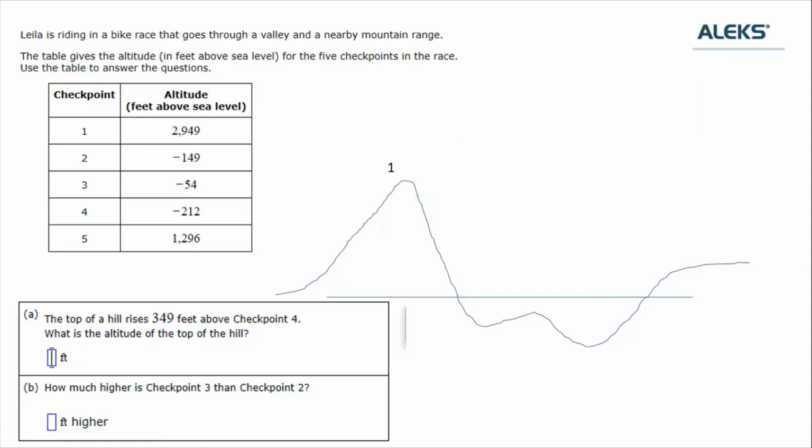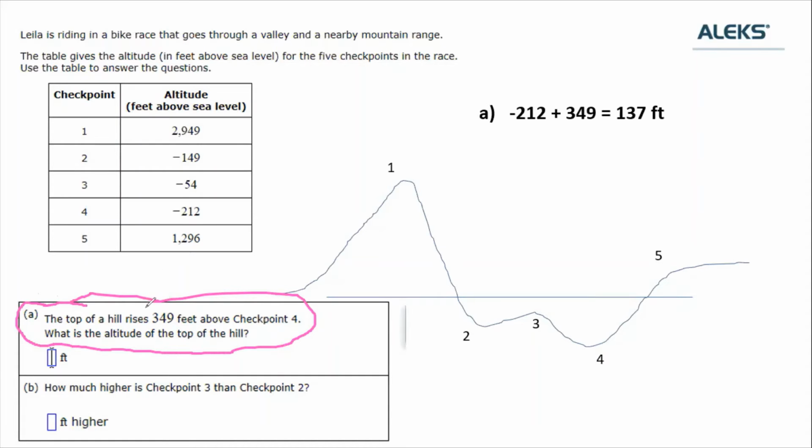Then we have checkpoint 1, high point, checkpoint 2, below sea level. Checkpoint 3 is also below sea level, checkpoint 4, and checkpoint 5 is above sea level. It's just a rough idea. And then the questions that we have: question 1 says we need to find the height right here. We need to find the altitude of the top of the hill. Given this information, it says the top of the hill rises 349 feet above checkpoint 4.